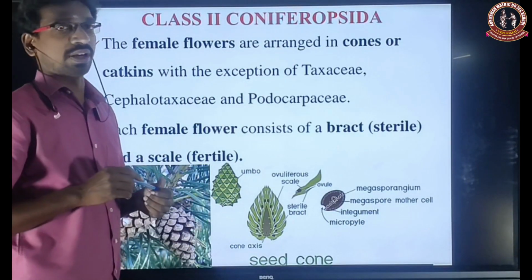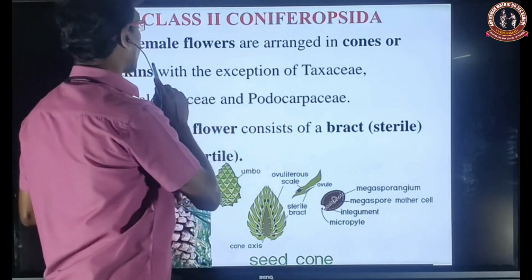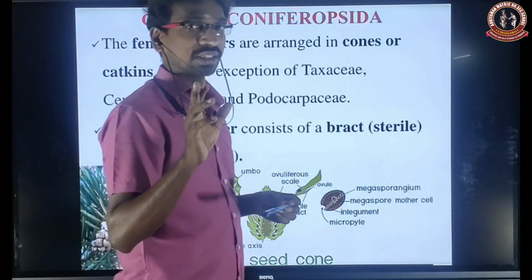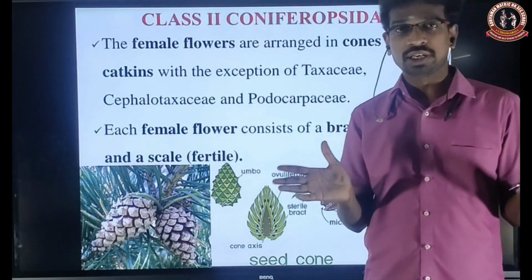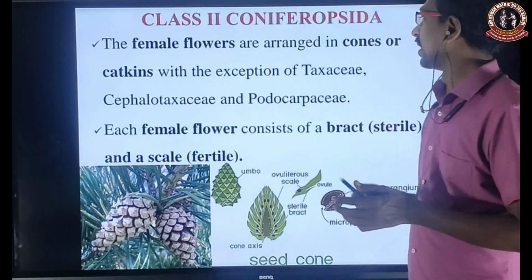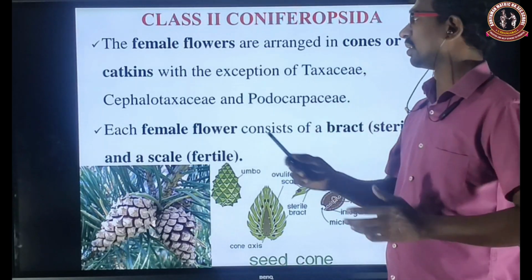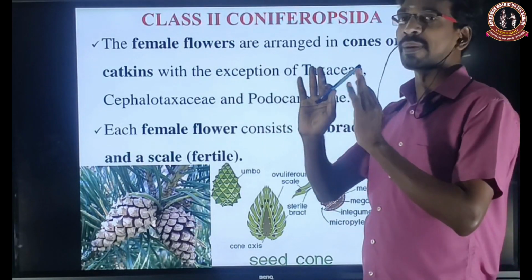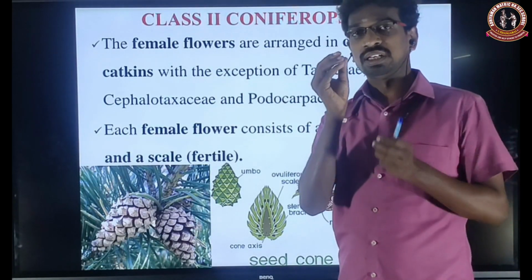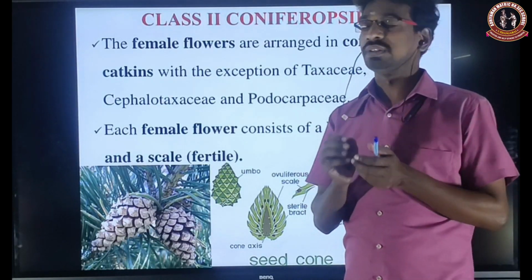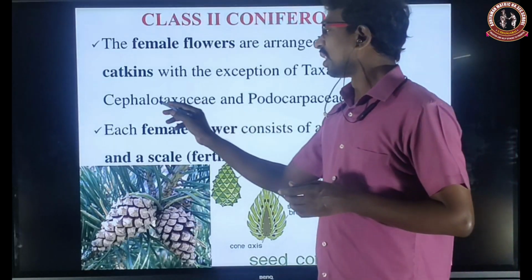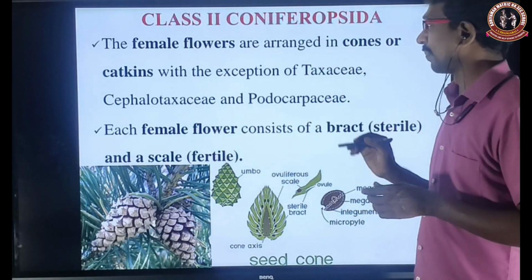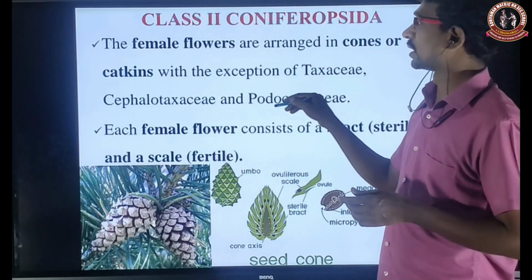The female flowers are arranged in a cone or catkin, but in Ficus the female sporophyll is not arranged like a cone-like structure. Here it's arranged in a cone-like structure, or it may be a catkin. Catkin means a sessile structure. That is a catkin, with the exception of Taxaceae, Cephalotaxaceae, Podocarpaceae.